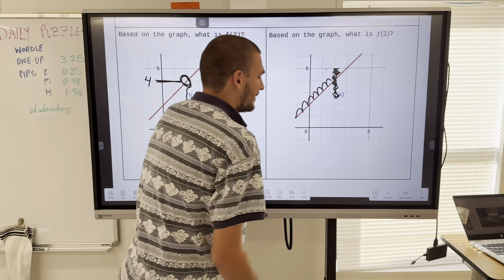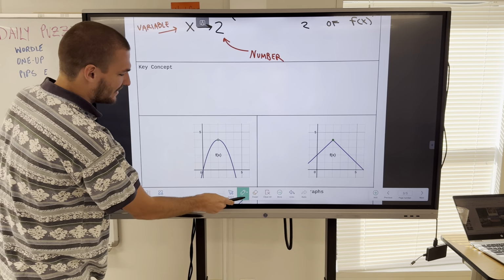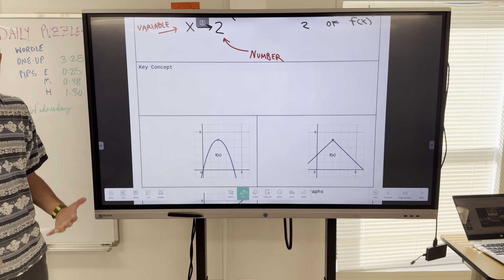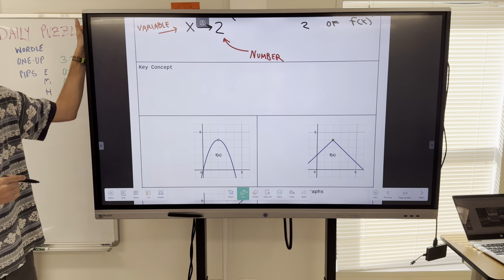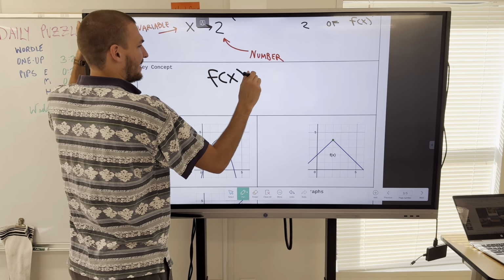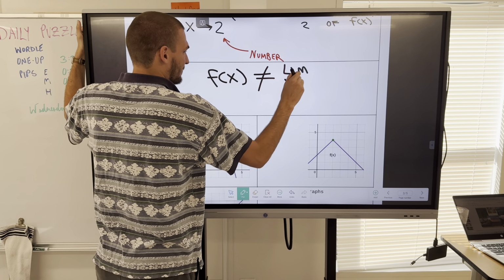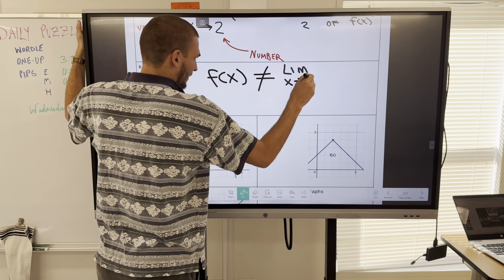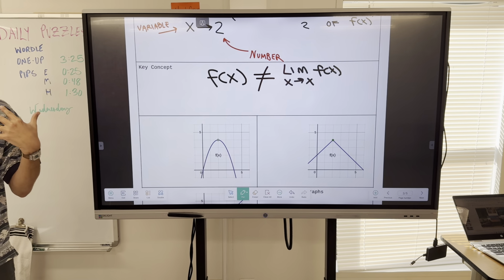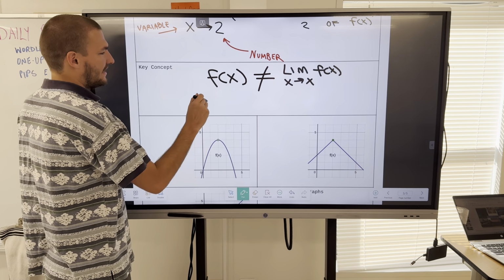Okay, key concept. This is the most important thing. This is something that if you miss, I don't have a whole lot of sympathy for you. Come on, you gotta get this right, okay? F of x is not the same thing as the limit as x approaches x of f of x. These are not the same thing, okay? This is reality.